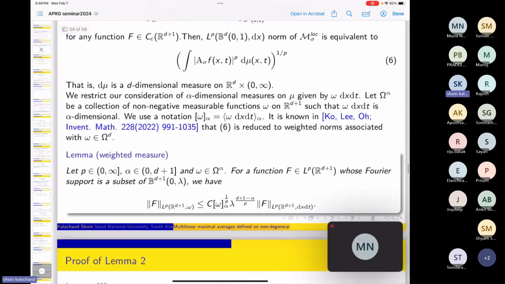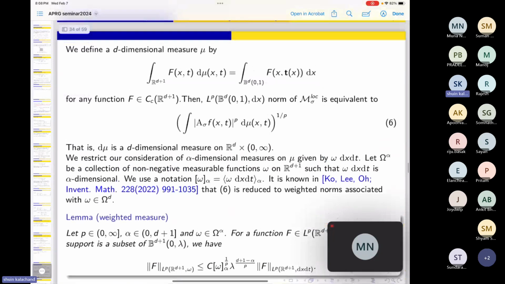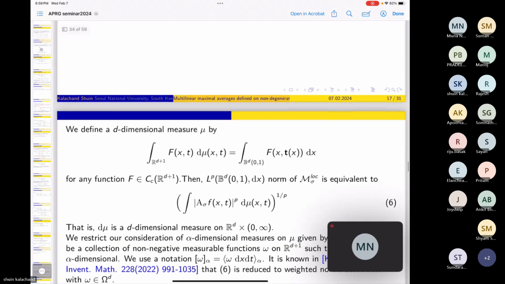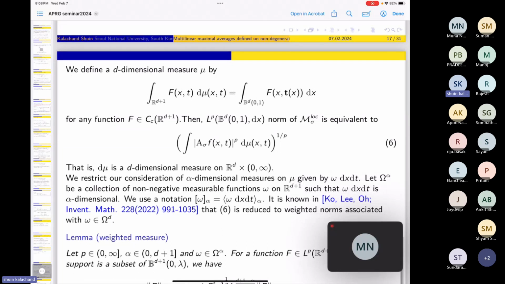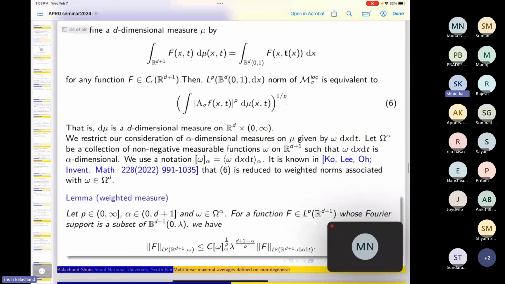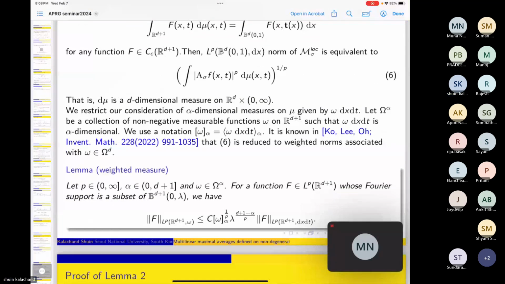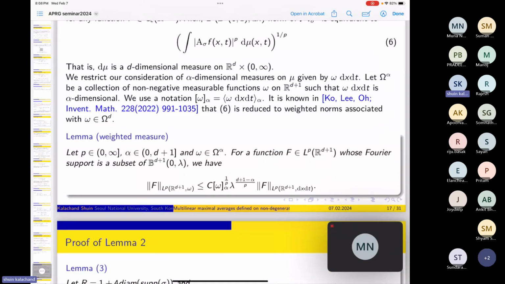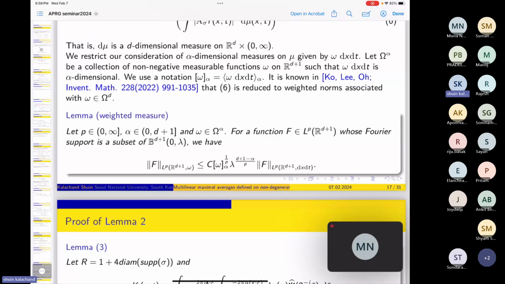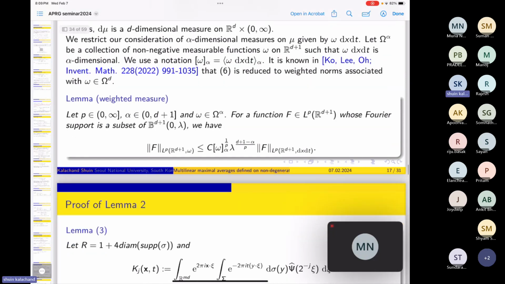So first we said that the sup norm of A sigma, which is basically the L^p norm of the local maximal function, can be reduced to just taking the L^p norm of A sigma with respect to the measure d mu. Then we can replace this d mu by the weighted measure omega dx dt, and by this lemma the weighted measure can be dominated by this constant and just the Lebesgue measure dx dt. So we'll use this lemma in our proof.